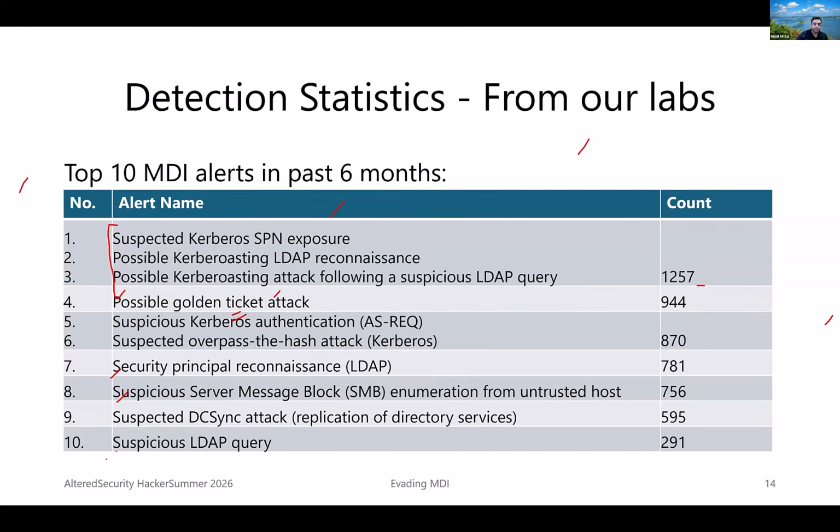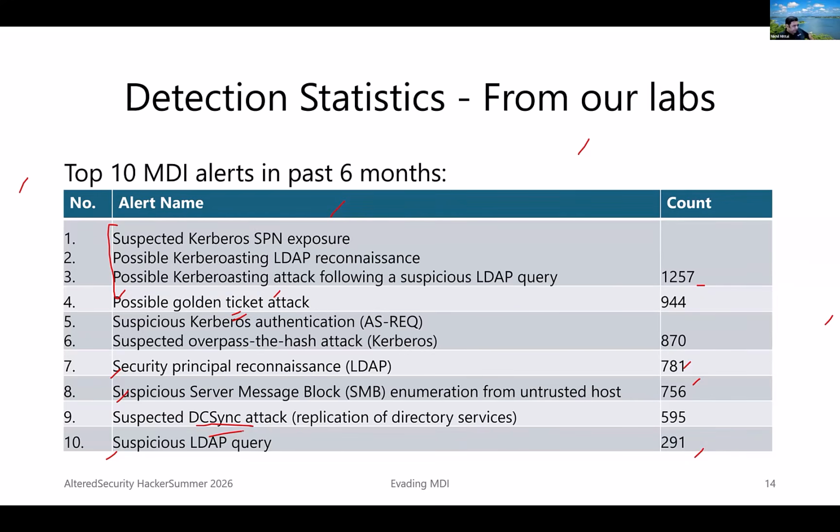This, and this. SharpHound, one word, or any other tool that recklessly enumerates an Active Directory environment. Large count. And then DCSync, of course.